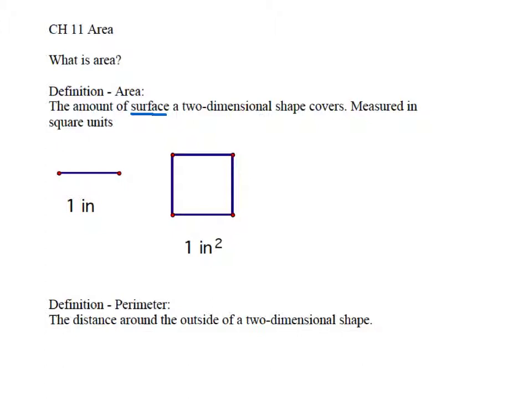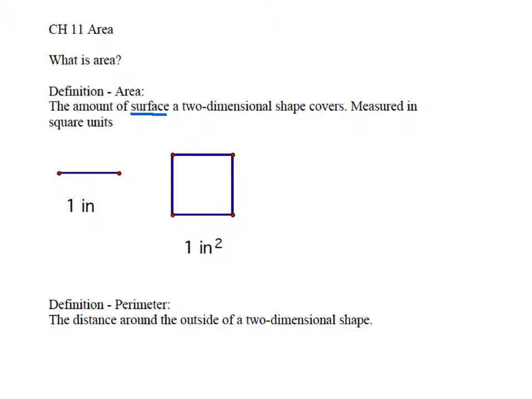Sometimes people use the word space to talk about area. They say it's the space inside of a shape. But that can be misleading because then that causes us to get confused with volume. And volume is going to be important, and we'll talk about that later. But I think I like this word surface here because it really helps me understand that area is about something flat. So it's the amount of surface a two-dimensional shape covers. The surface is something that's flat.